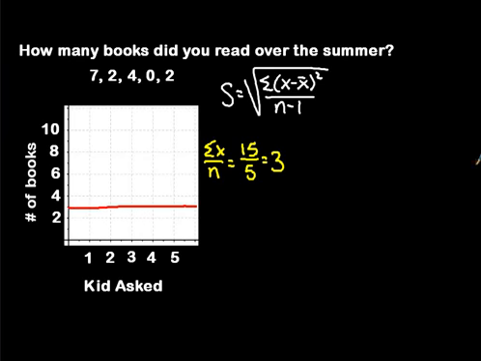Right? So if we place the line at 3 on this little graph we have here, what we're going to do now is place each response on the graph as well. So student 1 or kid 1, they responded that they read 7 books. Student number 2, they responded that they read 2. Student number 3 read 4. Student number 4 read 0. And student number 5 read 2.